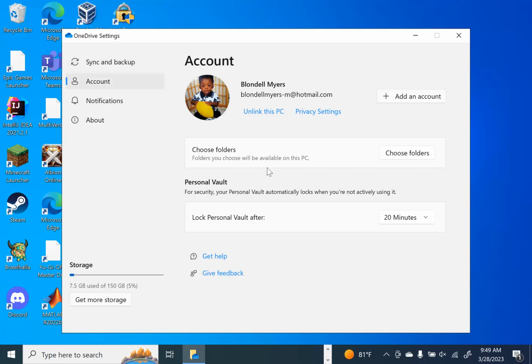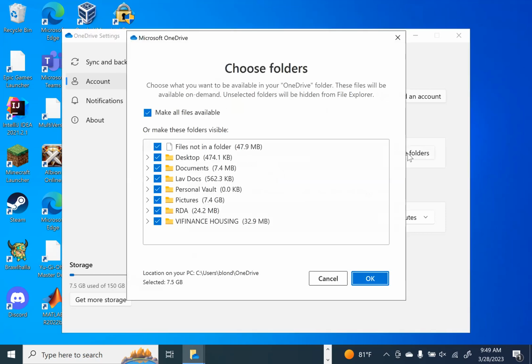So lock the personal vault when you're not actively using it. Okay, so that sounds like an option that is associated with OneDrive settings. So you set up a personal vault. The personal vault is an area of your OneDrive that's encrypted, I think. And if somebody gets a hold of it, they can't read it, I believe. Choose folders you choose will be available on this PC. There we go. Ah, okay.